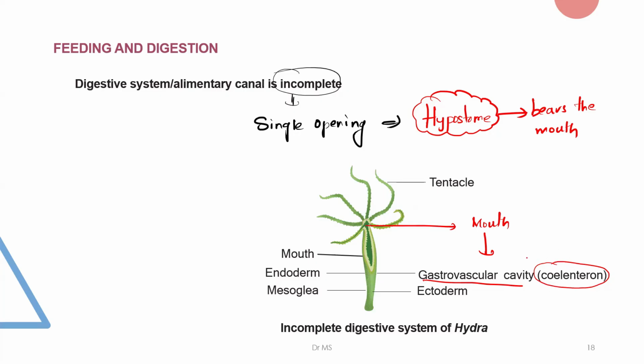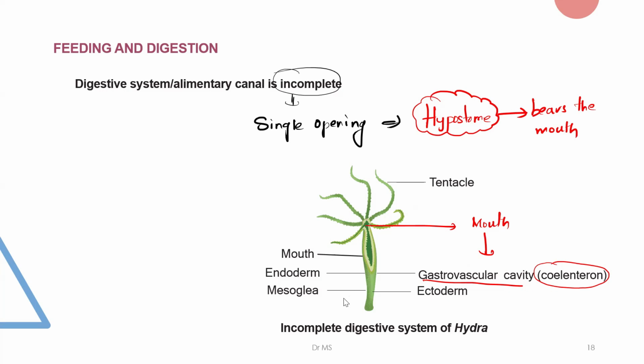So they have one opening, that's the mouth. That opening opens into a cavity. That cavity is called the gastrovascular cavity. Like how we have the stomach and small intestine, they have this gastrovascular cavity, which is called the coelenteron. Okay, so they got the name phylum Coelenterata because of this.